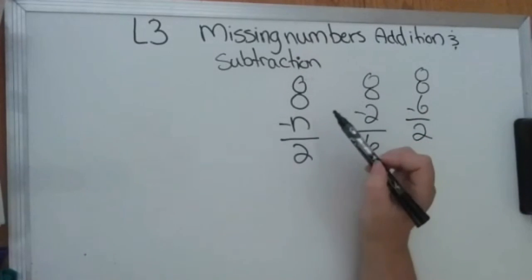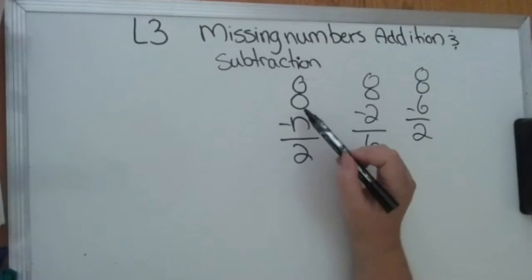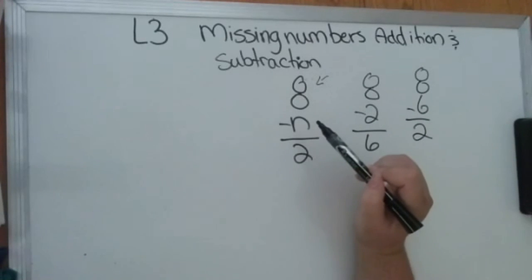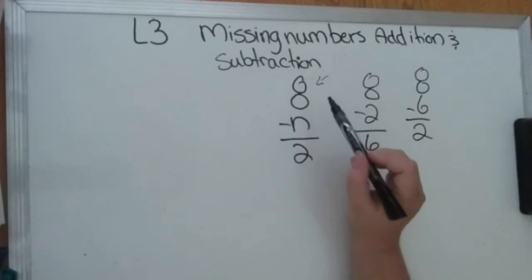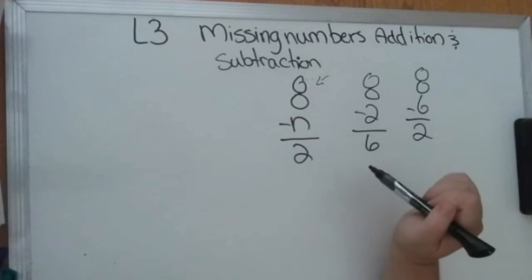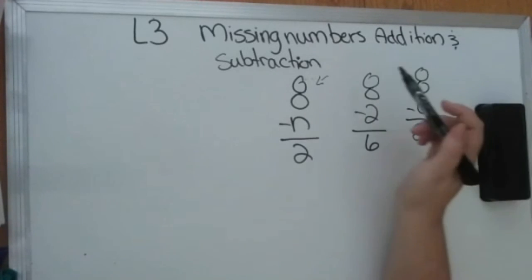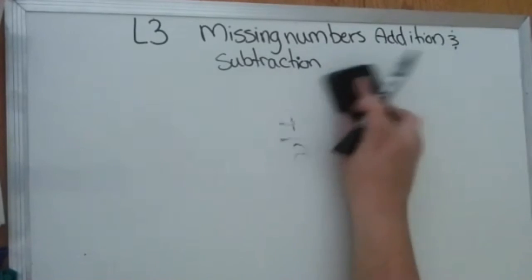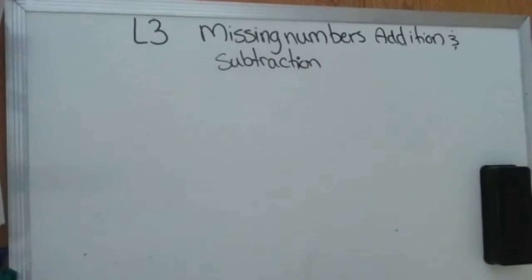Okay? You can only do your addition to find the missing number for subtraction if this is the number you are missing. If that is not the number you are missing and you are in fact missing this one, you have to do subtraction still, because we cannot have a number bigger than our top number. That is the end of lesson 3, missing numbers in addition and subtraction.